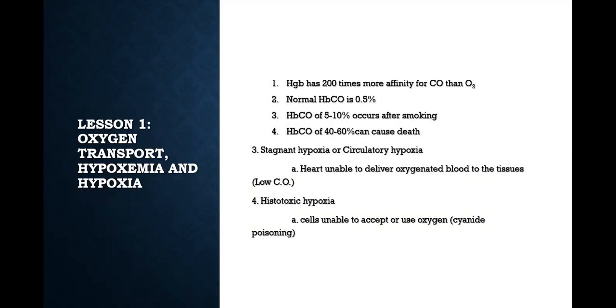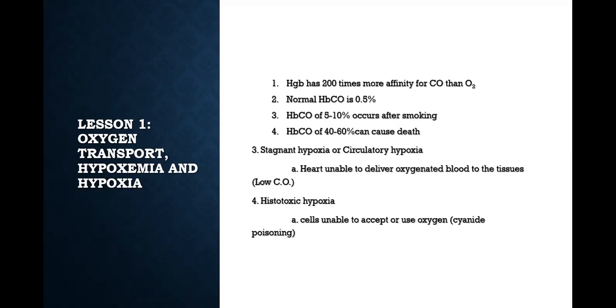Okay. Again, we said that hemoglobin has 200 times more love for carbon monoxide than oxygen. And that's bad because that can kill us. But there is a normal amount of carbon monoxide in the blood. That's normal, right? That's called carboxyhemoglobin. It should be 0.5% because we live in a world full of carbon. In industrialized countries, there's a lot of fossil fuels being burned, a lot of exhaust from cars. So our carboxyhemoglobin normally should be about 0.5 to 1%.